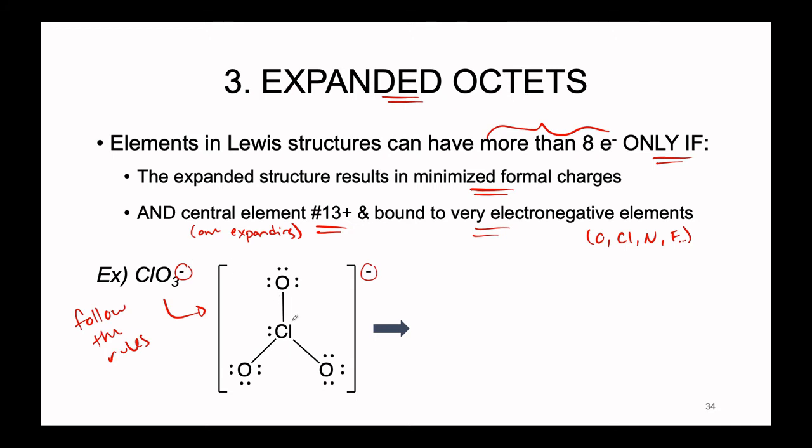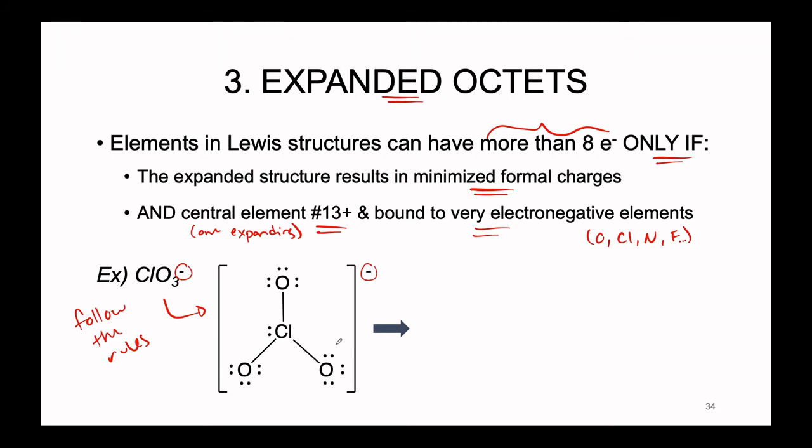As an additional double check, not just counting whether the octets are satisfied, we should get in the habit of always double checking the formal charges of each of the elements inside of the structure. This is going to tell us whether or not our structure is actually as stabilized as it can be. So let's determine the formal charge on each of the unique elements, right?